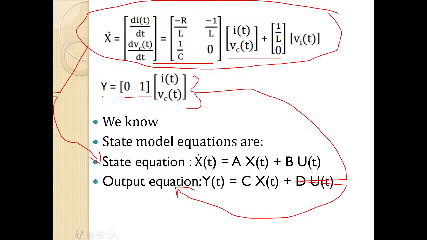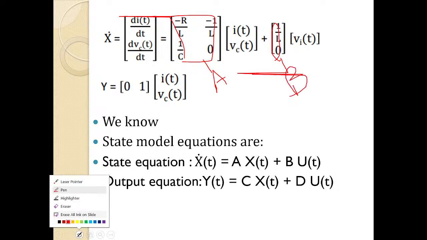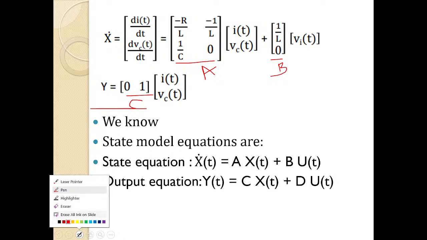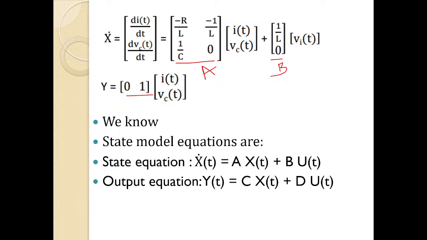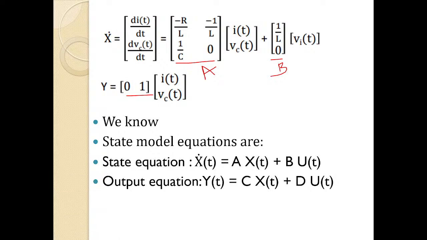Consider this coefficient of state variables as A. Consider this coefficient as B. And consider this as C. There is no D term here, only A, B, C, because output is equal to Vc of t. That's why there is no D term.